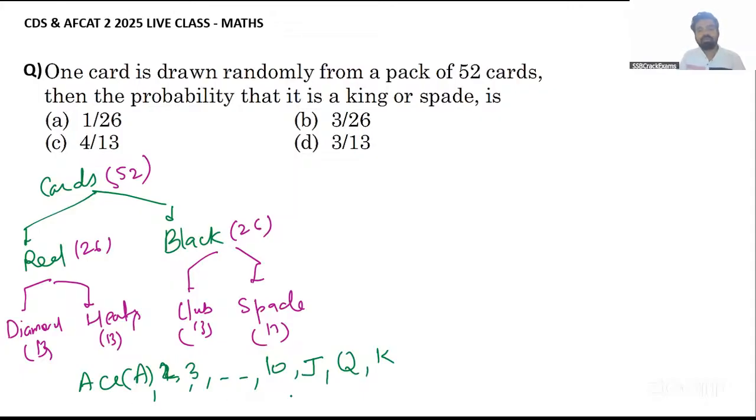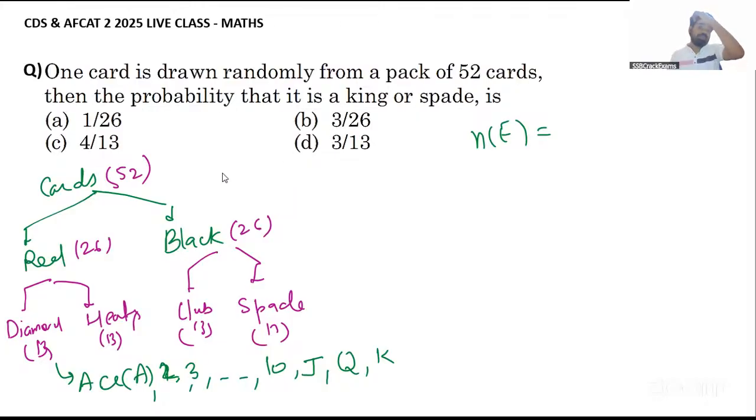So in the 52 cards, there are four aces, four twos, four threes, and everything is four: four kings, four queens, four jacks, and four tens. Everything will be four times in all of the 52 cards. Now let's focus on the question. One card is drawn randomly from the pack of 52 cards. Then the probability that it is a king or a spade.